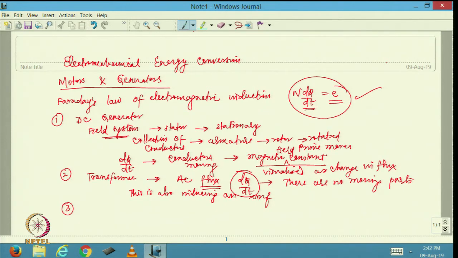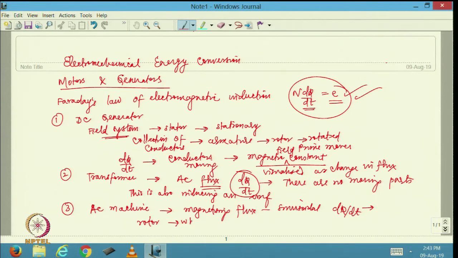The third type of the generator action or EMF induction action can happen in an AC machine, be it an induction machine or synchronous machine. There what happens is, I am going to have actually a magnetizing flux which is also sinusoidal. So, still you will have a d phi by dt, no doubt. So, this d phi by dt is essentially going to create an induced EMF, but apart from that there can be a rotor which is also rotating.